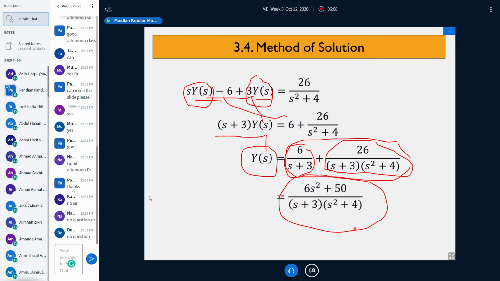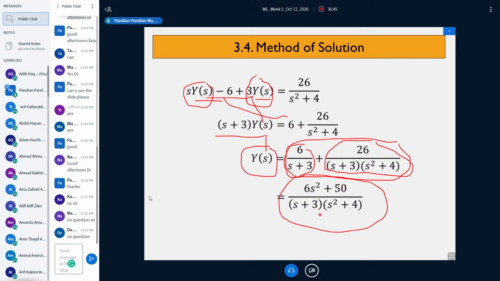Now you take out your pen and pencil. This one divided by this, s squared plus 4. So 6s squared plus 24. And then this divided by this one. So 24 plus 26 is 50. So 6s squared plus 50 over s plus 3, s squared plus 4. Now, if you want to take the inverse Laplace of this, you cannot do it. You want to go back to this, it's up to you. But we already have this. This is the suggested steps.